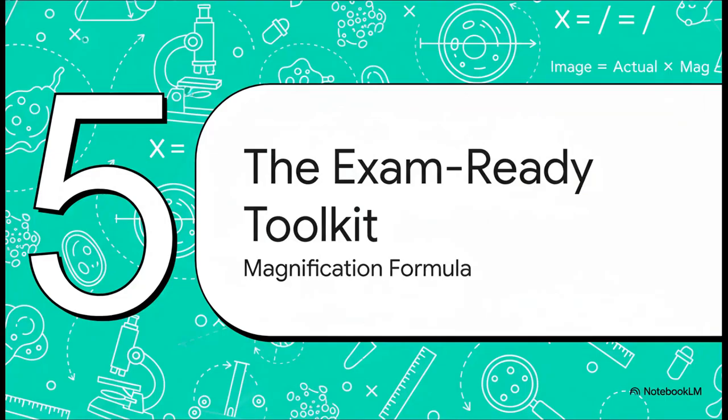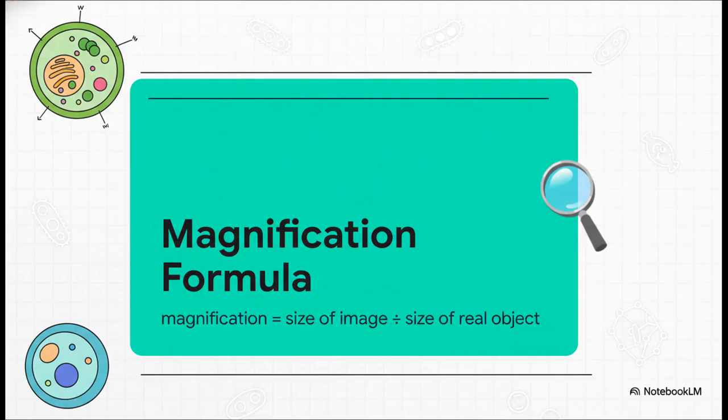Okay, finally, let's get you totally exam ready with the one formula from this topic that you absolutely must know. And don't worry, it's really straightforward once you see the steps. This is it. You have to commit this to memory. Magnification equals the size of the image divided by the size of the real object. Now, in the exam, they might ask you to use the formula just like this, or they might ask you to rearrange it to find one of the other values.